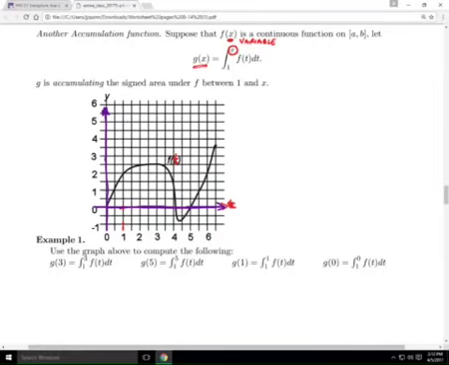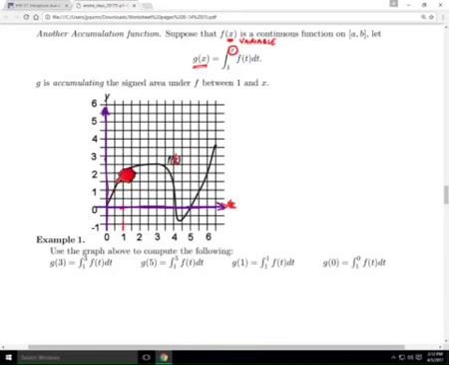So now let's look at a second accumulation function. And in this case, I have some arbitrary function f that's continuous on our graph. And I'm going to define a function, the accumulation function, g of x. So x is my variable. So it's the accumulation starting at an input of 1 and going to x of the area under the curve from 1 to x for the function f of t dt.